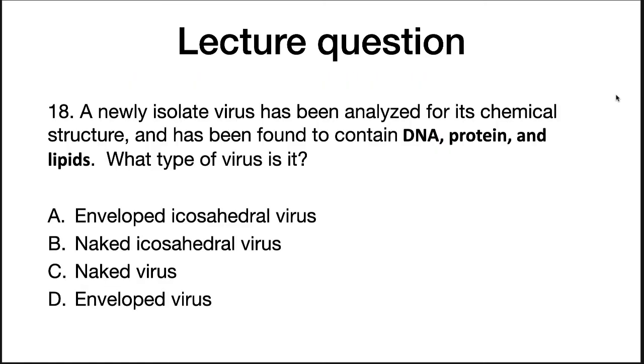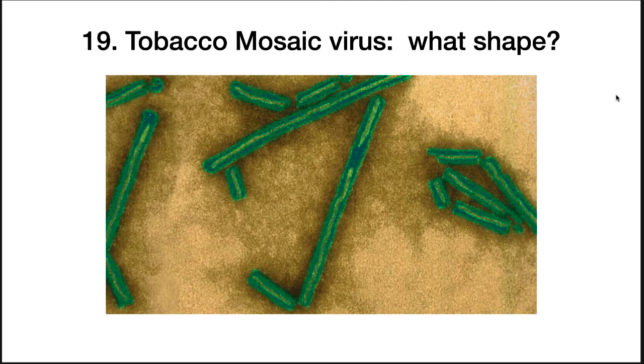Okay, going back, this must be an envelope virus because it has a lipid membrane. It has lipids in it, and those are only found in membranes. We don't know if it's an icosahedral virus, so all you can say is it's an envelope virus. D is the correct answer. The tobacco mosaic virus is a rod-shaped virus.